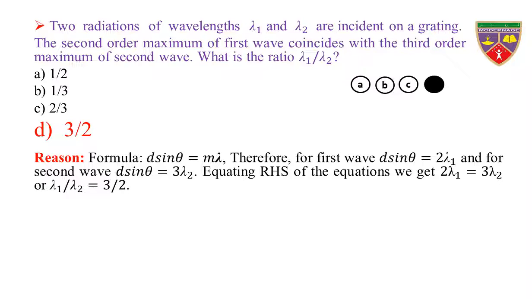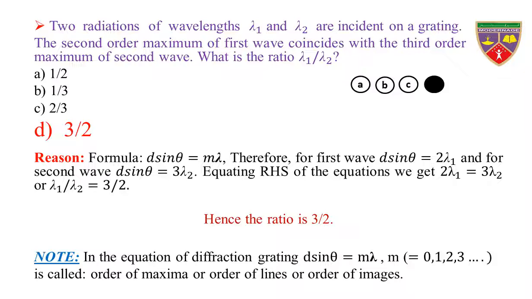Reason: formula, d sin theta is equal to m lambda. Therefore, for the first wave, d sin theta is equal to 2 lambda 1, and for the second wave, d sin theta is equal to 3 lambda 2. Equating the right hand side of the equations, we get 2 lambda 1 is equal to 3 lambda 2, or lambda 1 to lambda 2 is equal to 3 to 2. Hence, the ratio is 3 to 2.